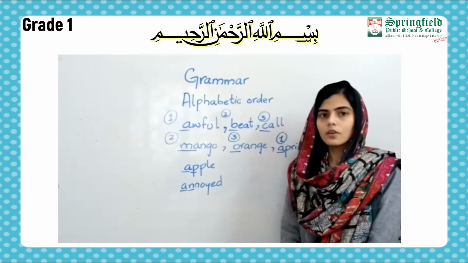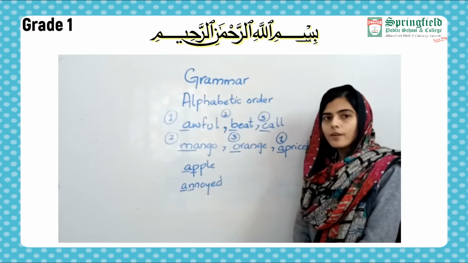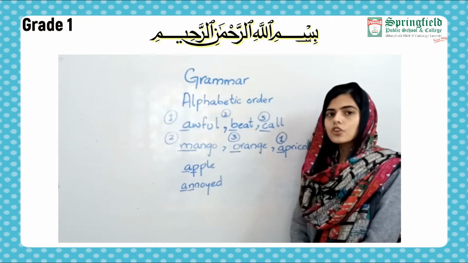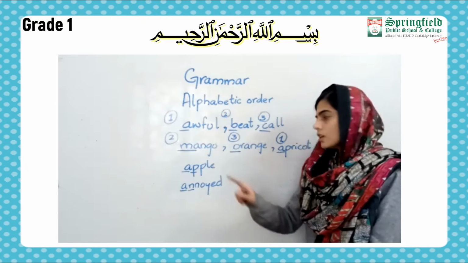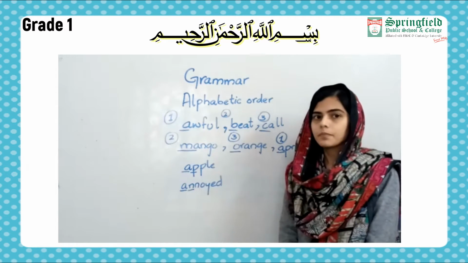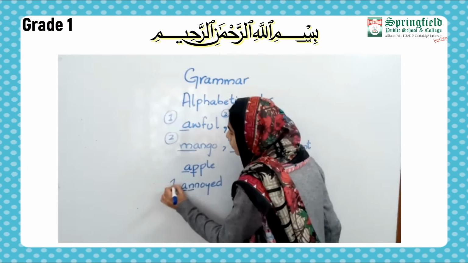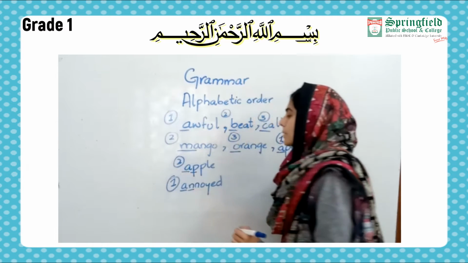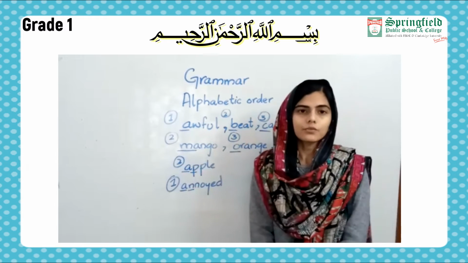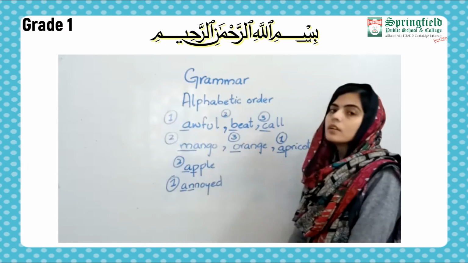Now let's revise our ABC. A, B, C, D, E, F, G, H, I, J, K, L, M, N. So we have got N first. We have not got P yet. So annoyed will be our first word, and then in order to arrange them in order, apple will be our second word. I hope this is understood.